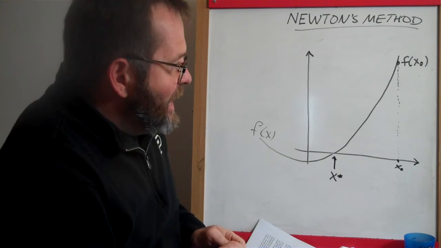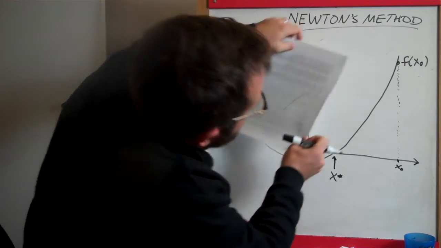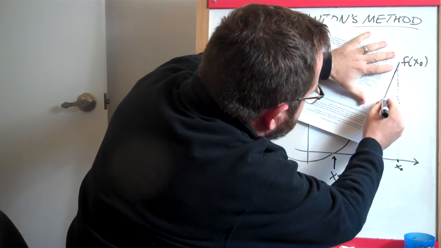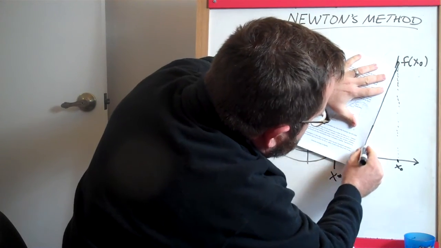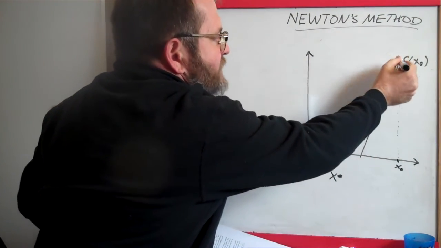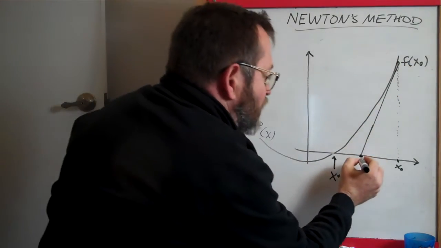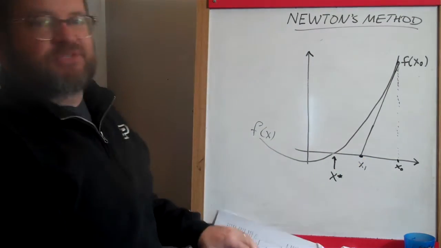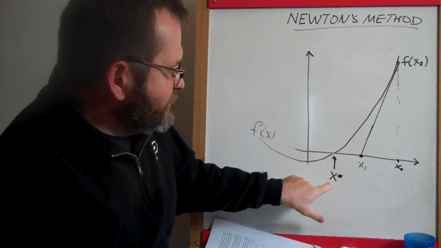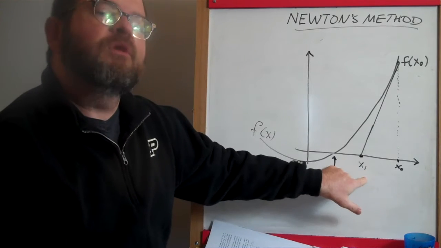But we can do something here. If I draw the tangent line at that place, and find where it intersects the x-axis, see how the tangent line at f of x0 points down to a new place on the x-axis. We can call that new place x1. x1 is not equal to x star, not the correct answer, but by gosh, x1 is closer to that answer than x0 was.